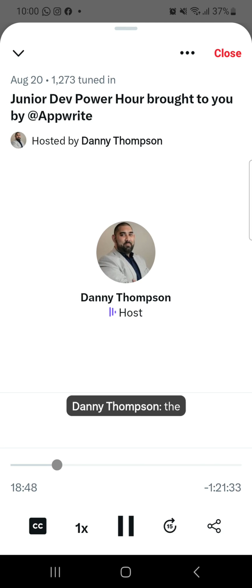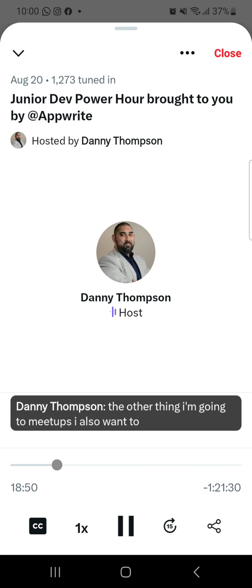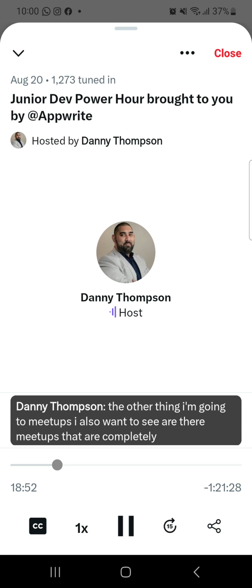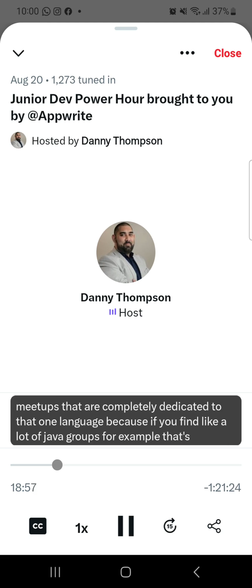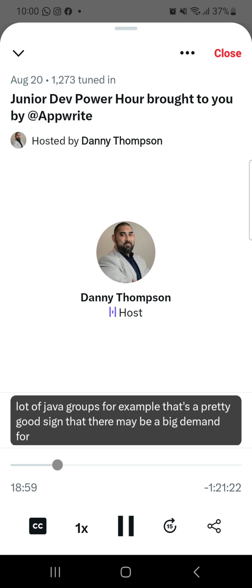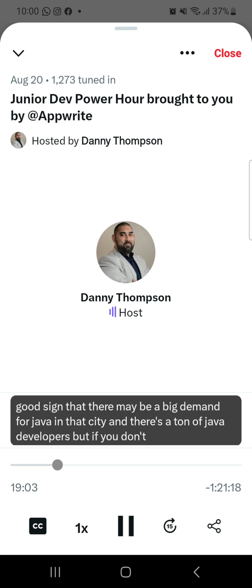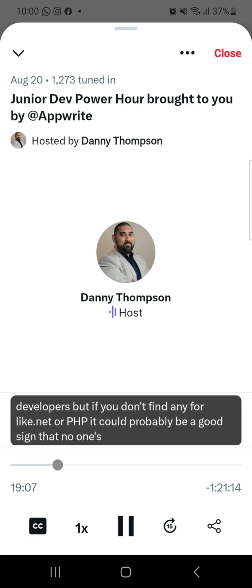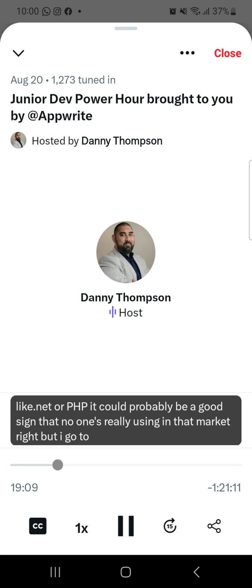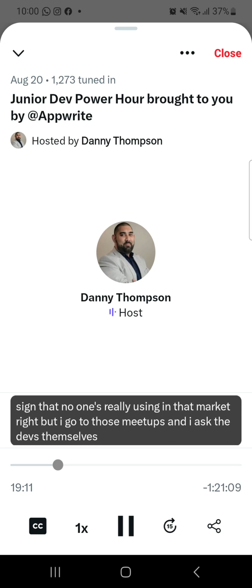The other thing, I'm going to meetups. I also want to see, are there meetups completely dedicated to that one language? Because if you find a lot of Java groups, for example, that's a pretty good sign that there may be a big demand for Java in that city, and there's a ton of Java developers. But if you don't find any for .NET or PHP, it could be a good sign that no one's really using it in the market, right? But I go to those meetups and I ask the devs themselves, hey, what are you seeing? What are you using? If you were to go on the market today, what would you be trying to lead with?